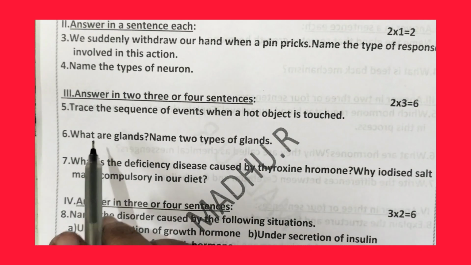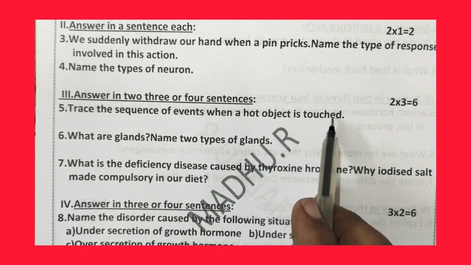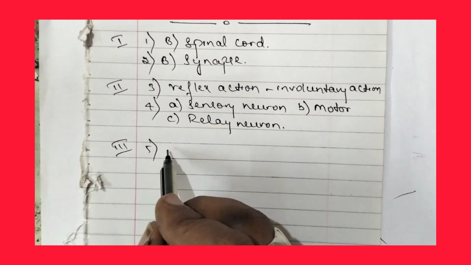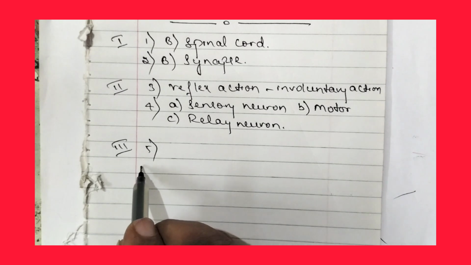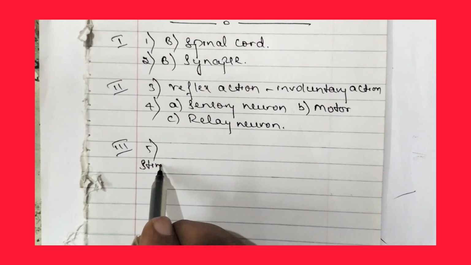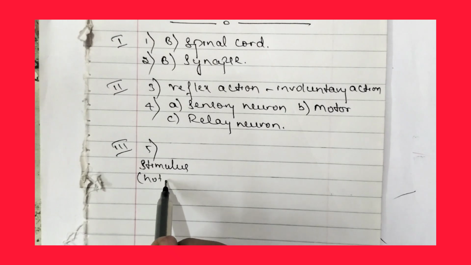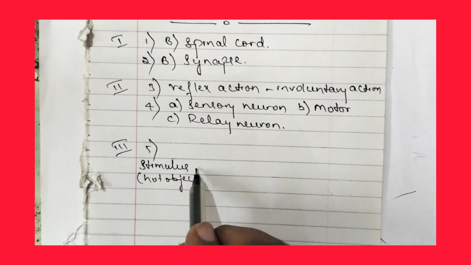Now let us move for question number 5 of the third main. The question is, trace the sequence of events when a hot object is touched. So let us write the sequence now. First is the stimulus. The stimulus is the hot object. When we touch the hot object, that is the stimulus.